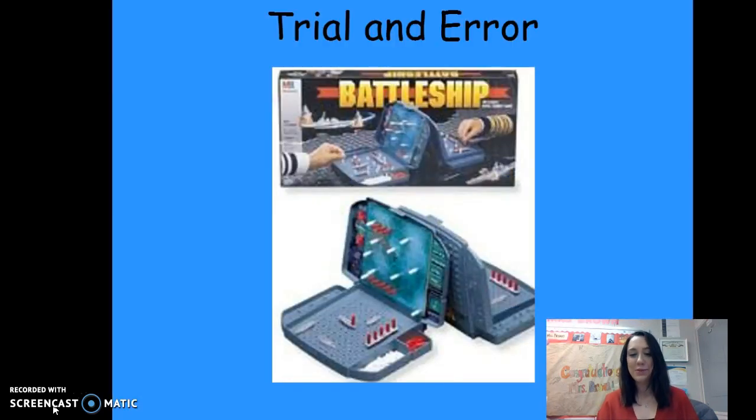One way that we can solve problems is through trial and error. So we try things. If it works, great. If it doesn't work, we keep trying until we find a solution.